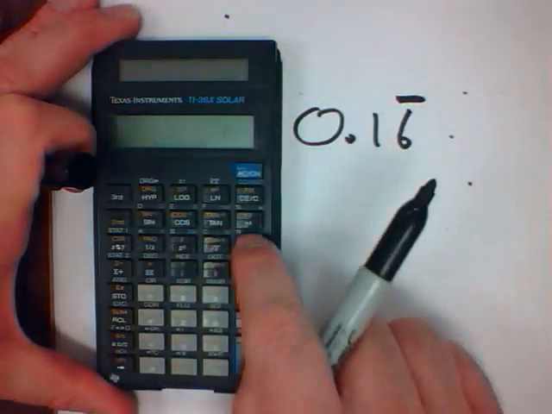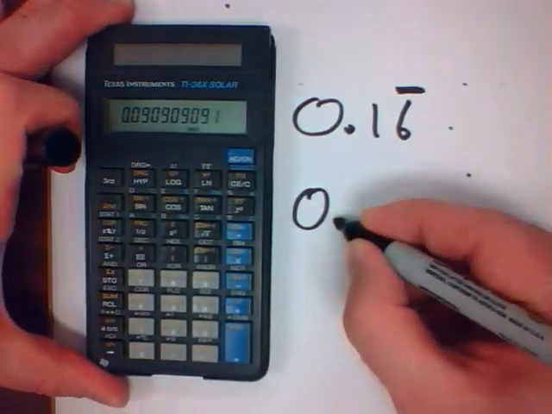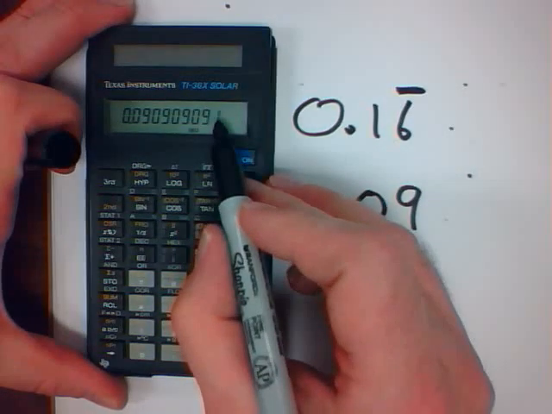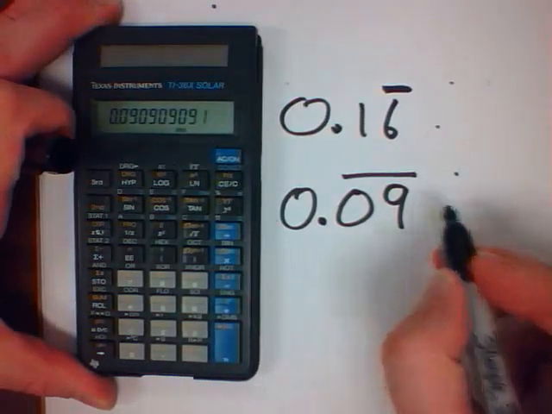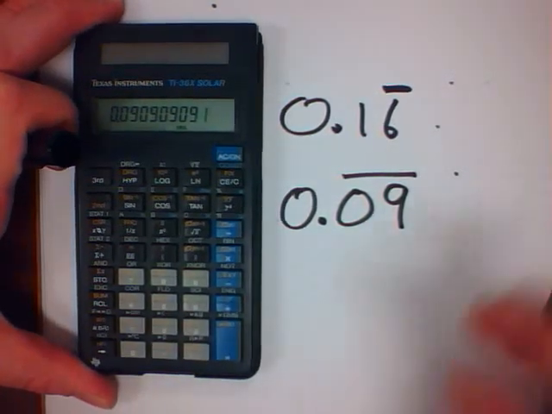Another example, 1 divided by 11. 0 decimal, notice the pattern. Again, my calculator has rounded here, so I know that is the repetition. It's going to go 0, 9, 0, 9, 0, 9 into infinity.